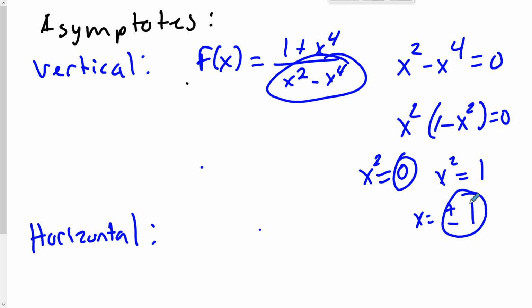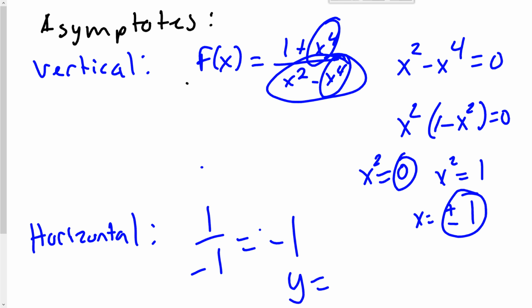So then what we just need to do, for horizontal asymptotes, we do the same thing, largest over largest. So this would be 1 over negative 1, which equals negative 1. So it would be y equals negative 1. These would be our vertical asymptotes. This would be our horizontal.